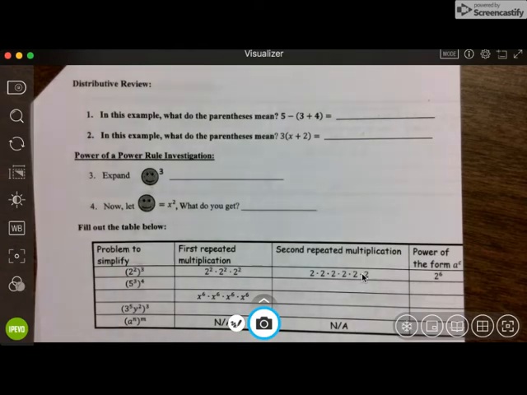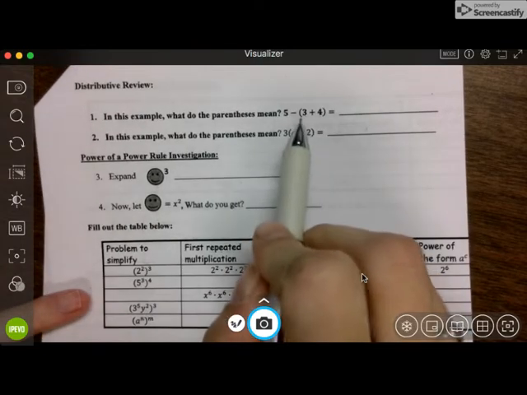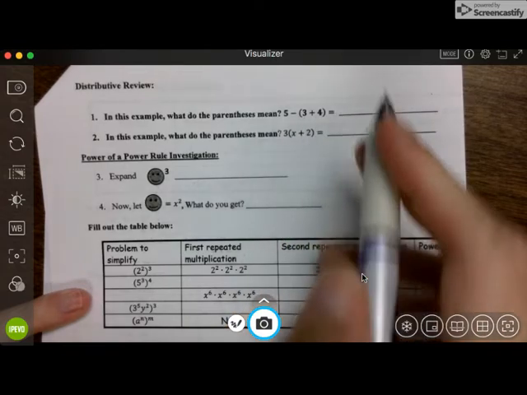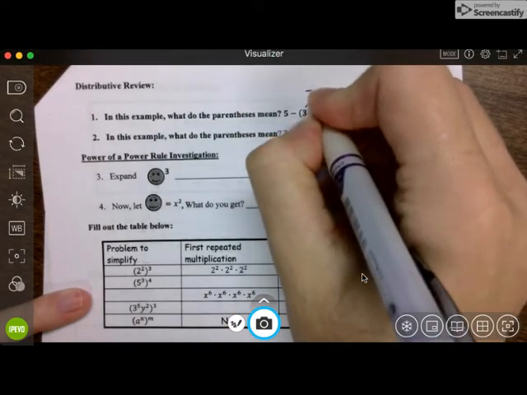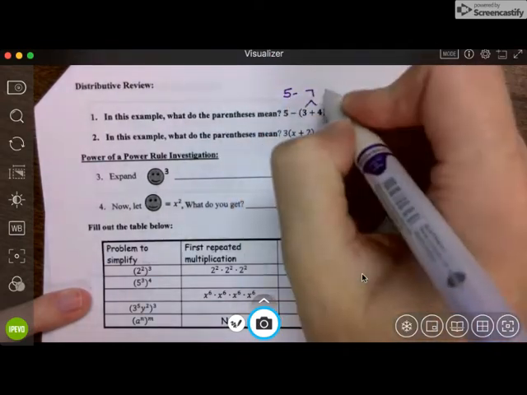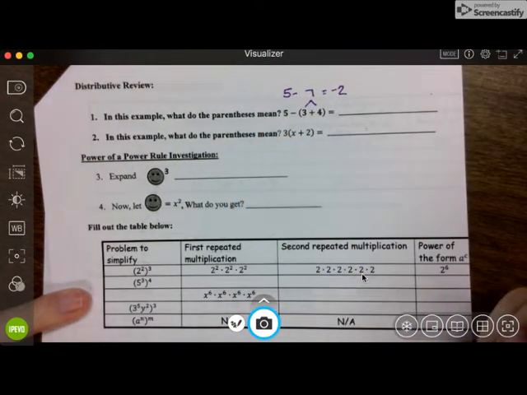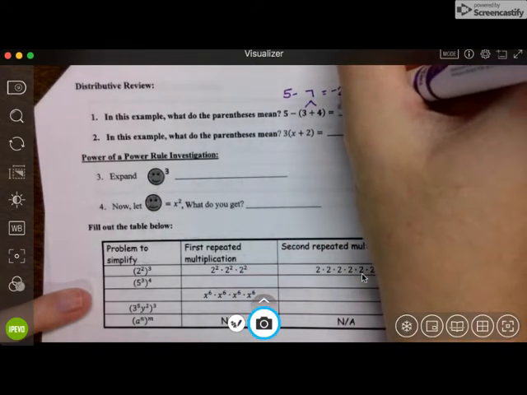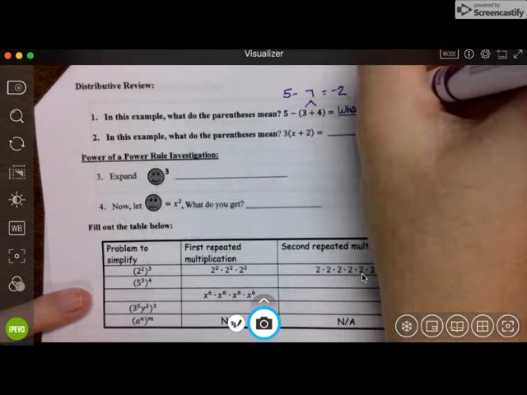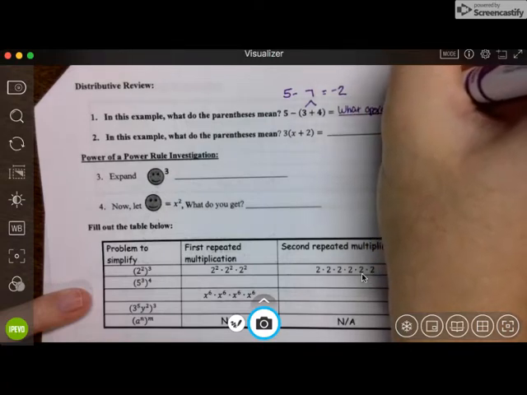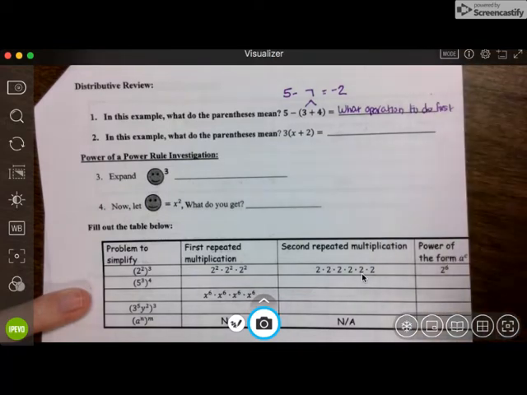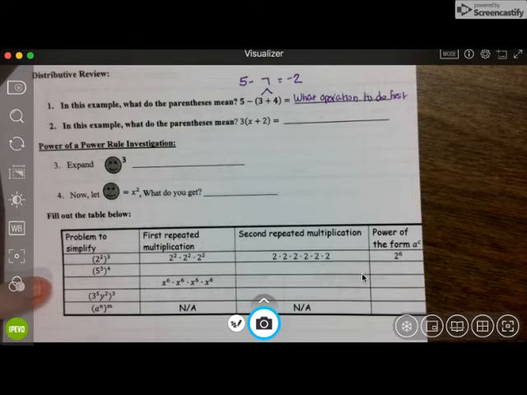All right, so if we were solving the first two, I would say we would do PEMDAS for the first one. We would do 3 plus 4 first and get 7. Then we do 5 minus 7 and get negative 2. Okay, so this just kind of tells us what operation to do first.